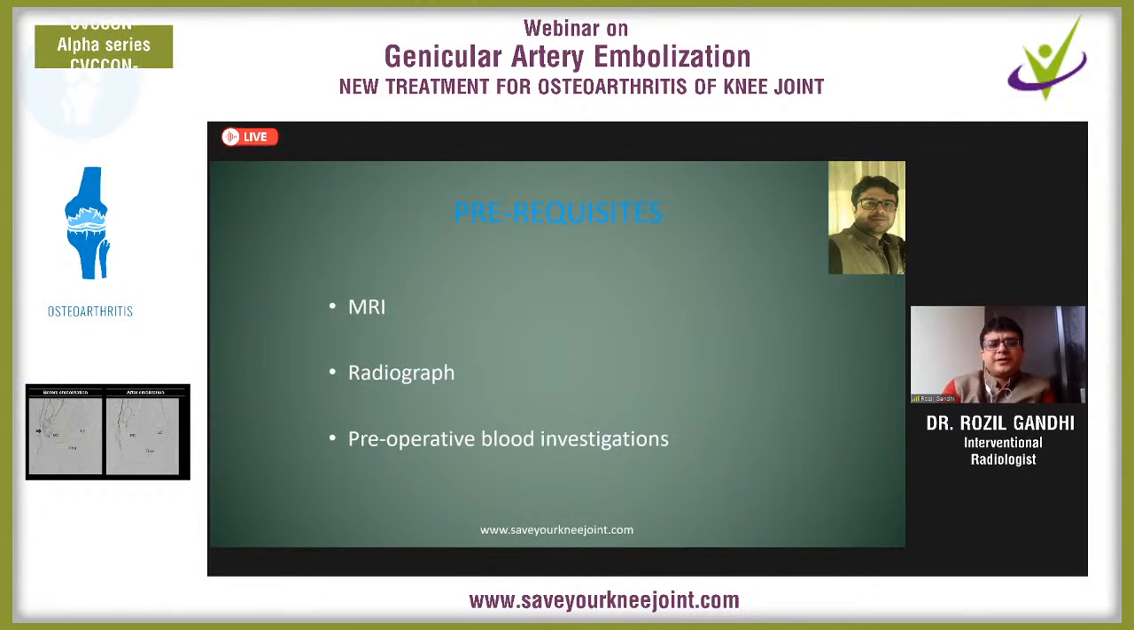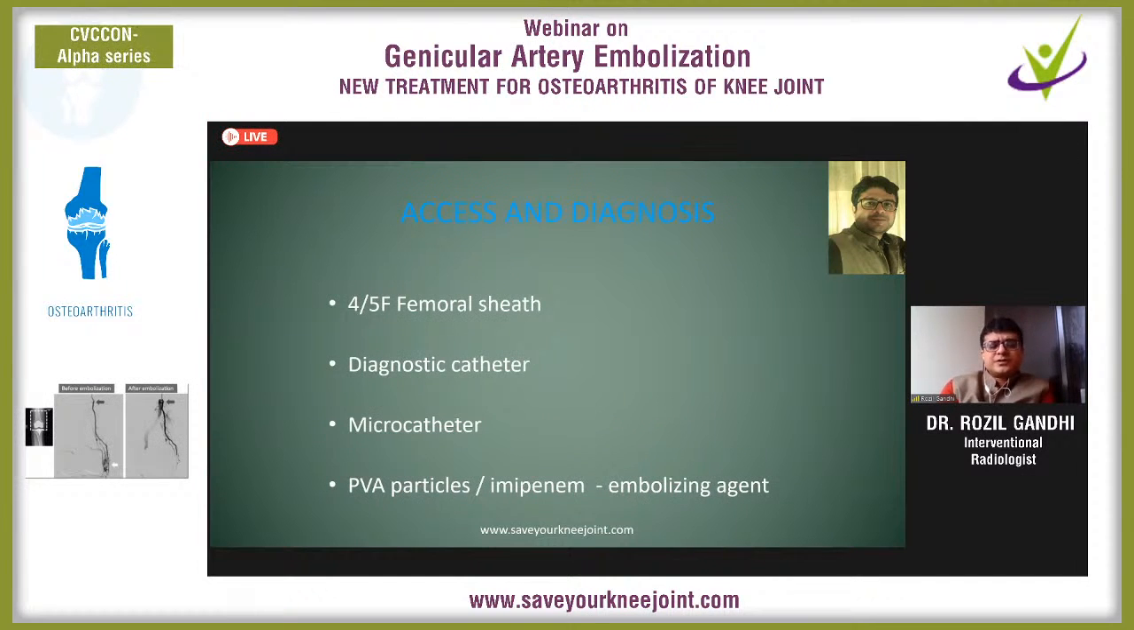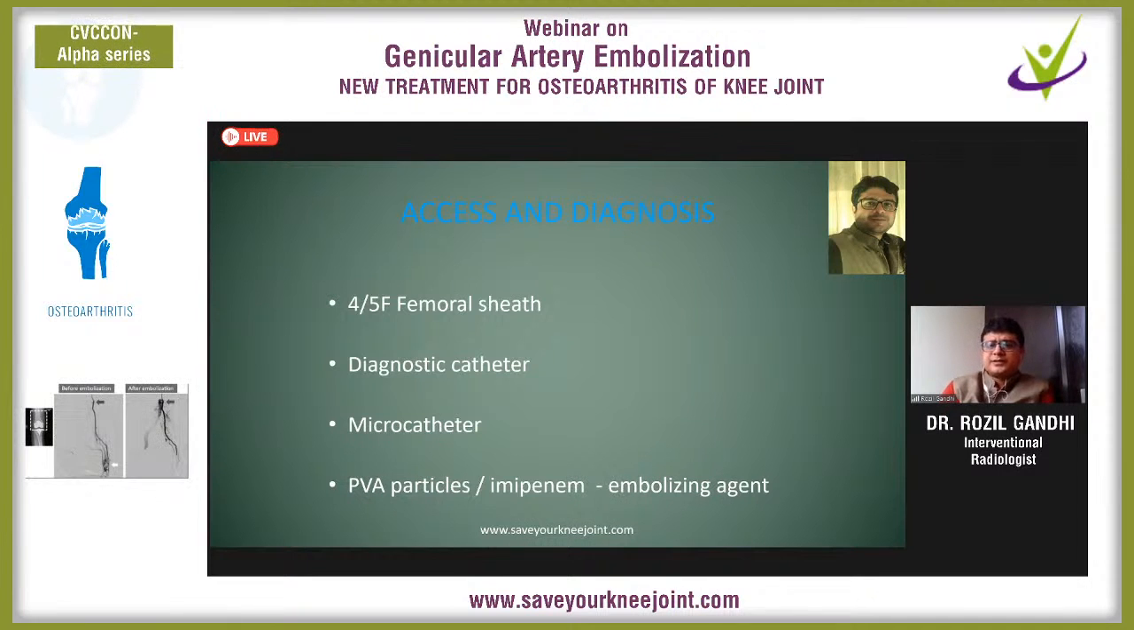Prerequisites, as I already mentioned, evaluation by MRI, X-rays, and pre-op blood investigation to check for coagulation parameters. Generally, we use an antegrade femoral puncture, insert a 4 to 5 French femoral sheath, have a diagnostic catheter up to the distal femoral artery, use a microcatheter coaxially through the diagnostic catheter, and after super selectively cannulating, inject an embolizing agent, that is imipenem.